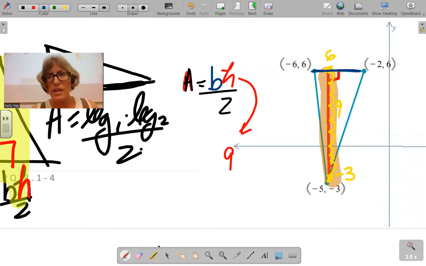Base meets at a right angle. Since that's vertical, your base is horizontal. So we are starting here at -6 and going to positive -2. So it's simply 1, 2, 3, 4. So our base is 4.